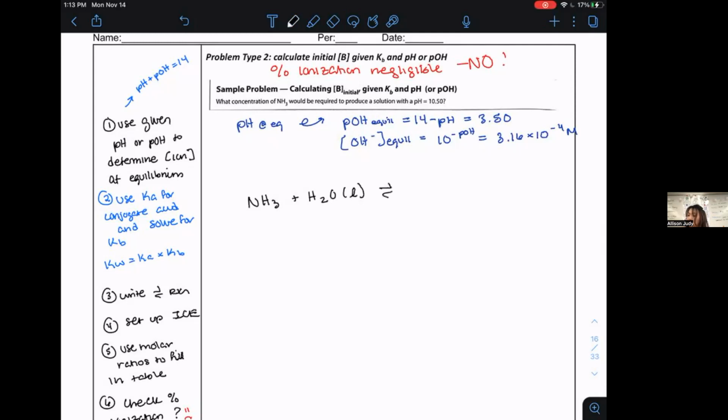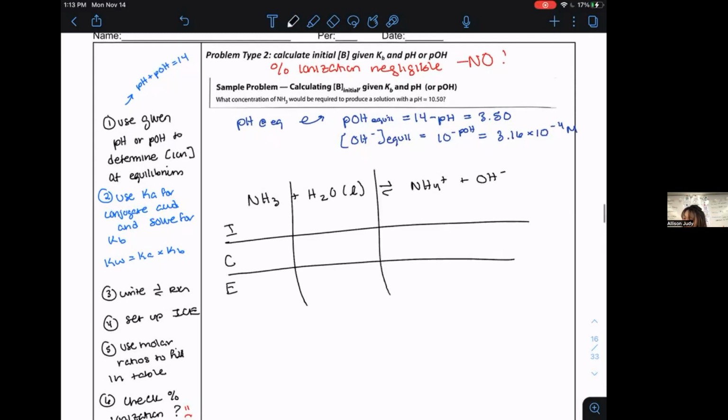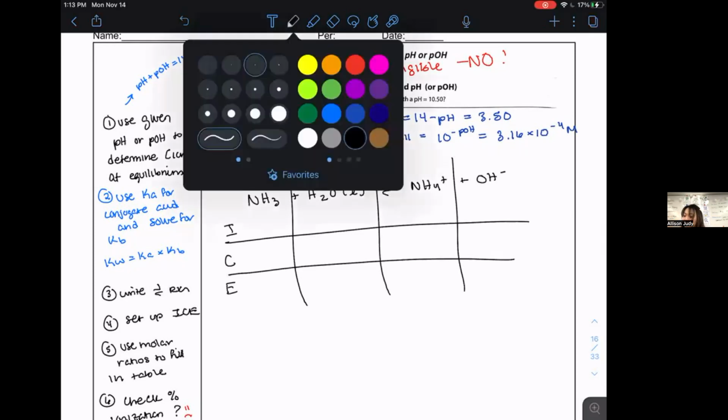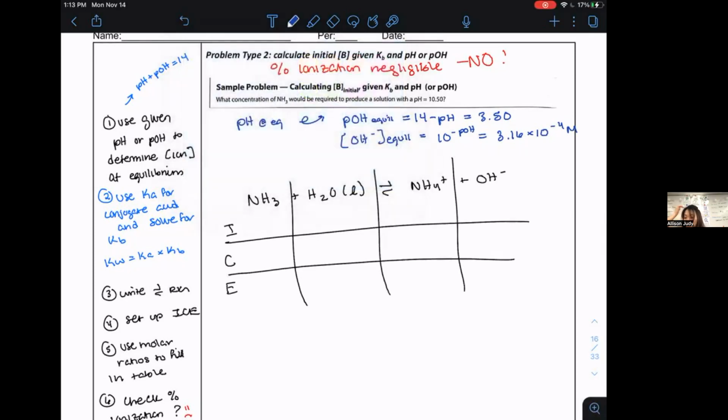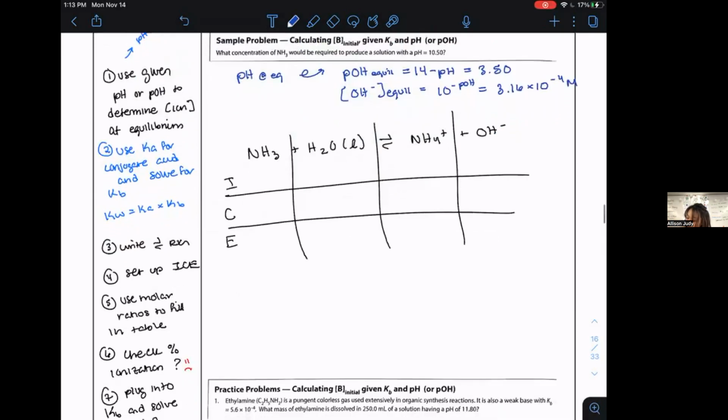So we get an equilibrium with NH4 plus, ammonia production, and OH minus. You set up your ICE table, and you need to figure out what the Kb is for this. But the problem is you aren't ever really given Kb, especially when it comes to table data. We do everything from the acid perspective, so you need to look at the Ka for NH4 plus.